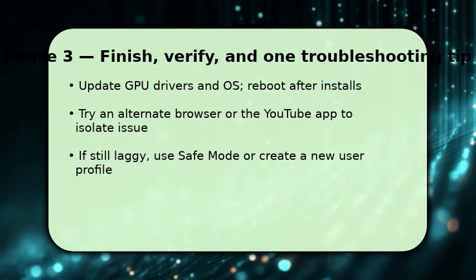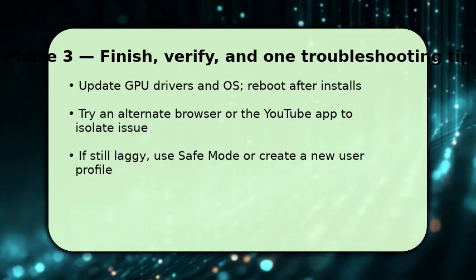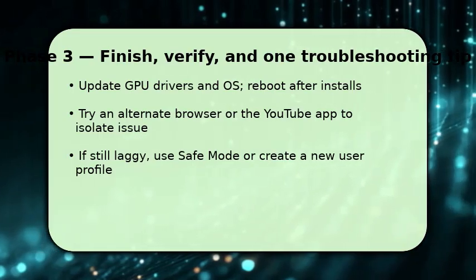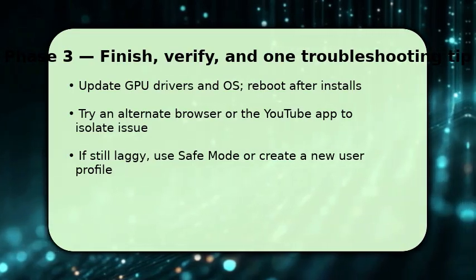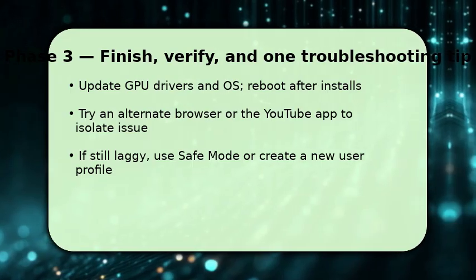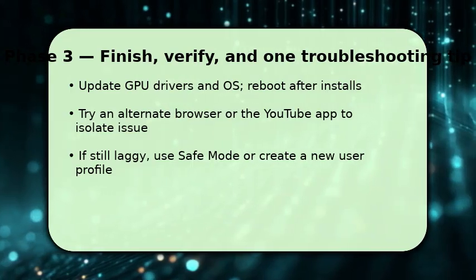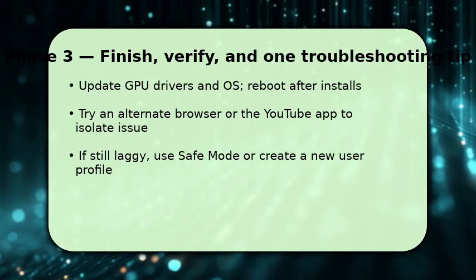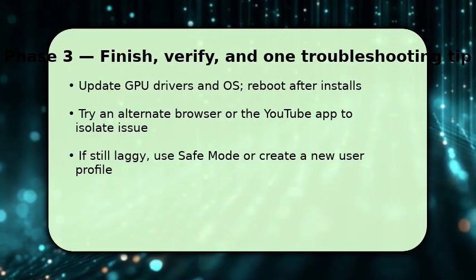Finish by updating drivers and confirming system settings. Install the latest GPU and network drivers, update your OS, and reboot so changes apply. If problems persist, try YouTube in a different browser or the dedicated app to isolate browser versus system issues.